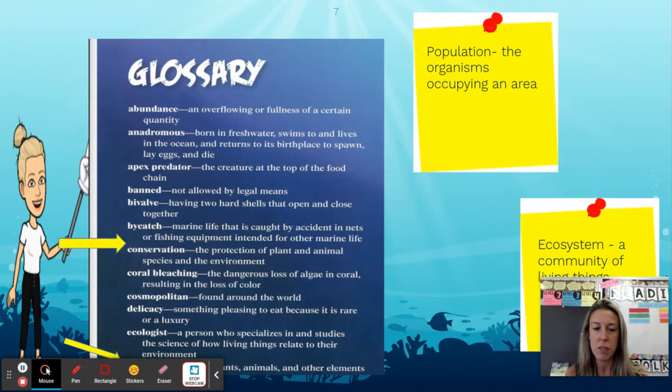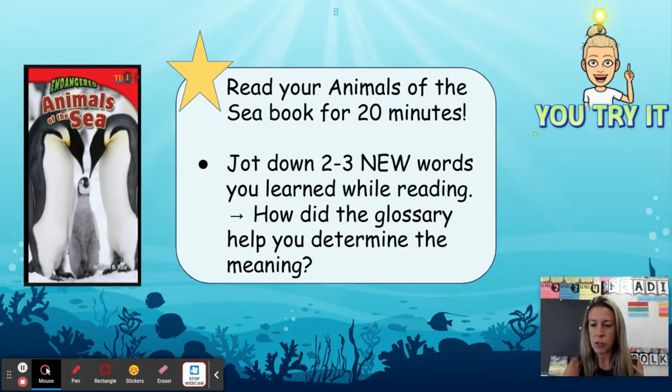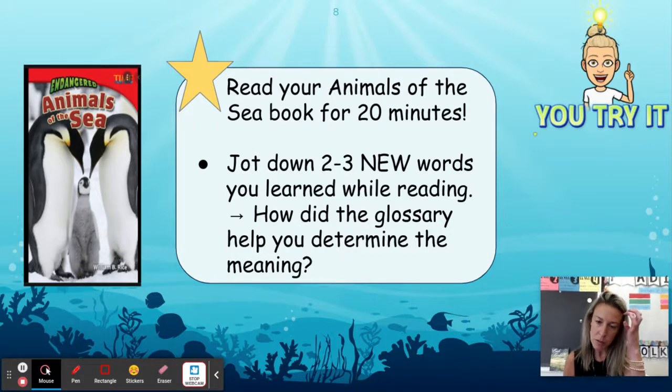So boys and girls, this is what you're going to do today. You are going to read your Animals of the Sea book for 20 minutes, and you're going to jot down 2 to 3 new words you learned while reading. Then you're going to identify how the glossary helped you determine the meaning of these words. And I want you to keep these Post-its in a safe place, boys and girls, because we can really use these new words in our writing essay by the end of these 3 weeks.